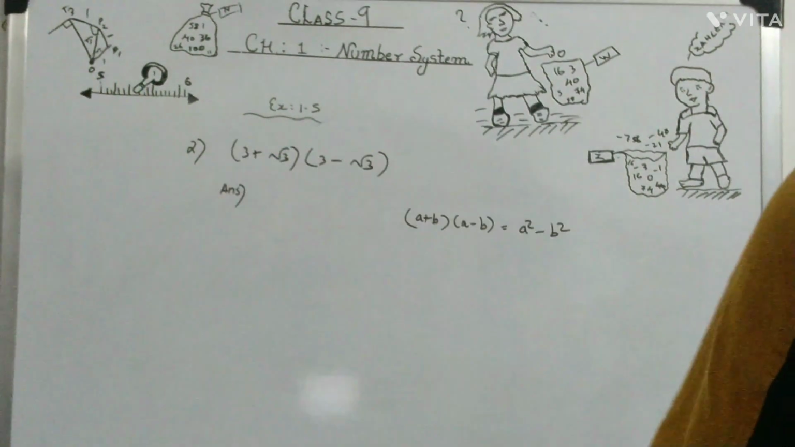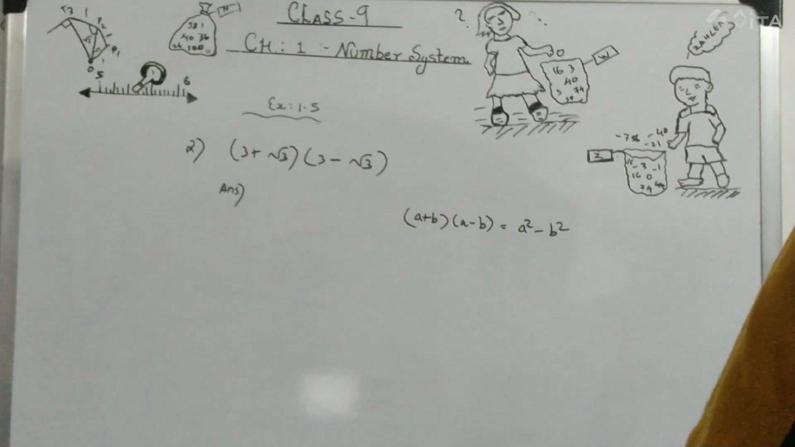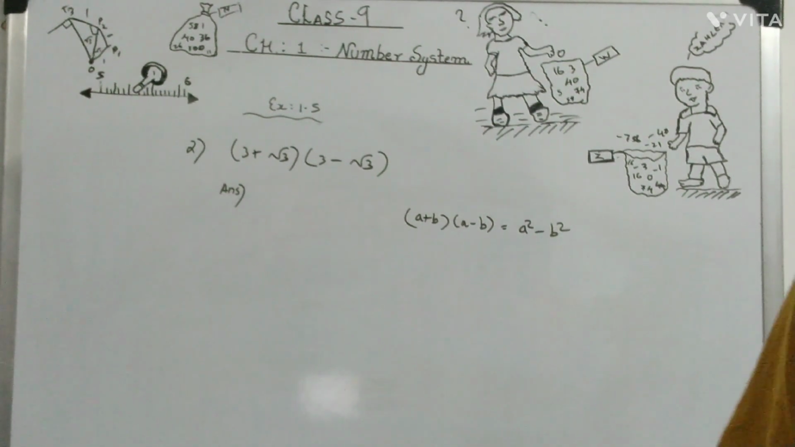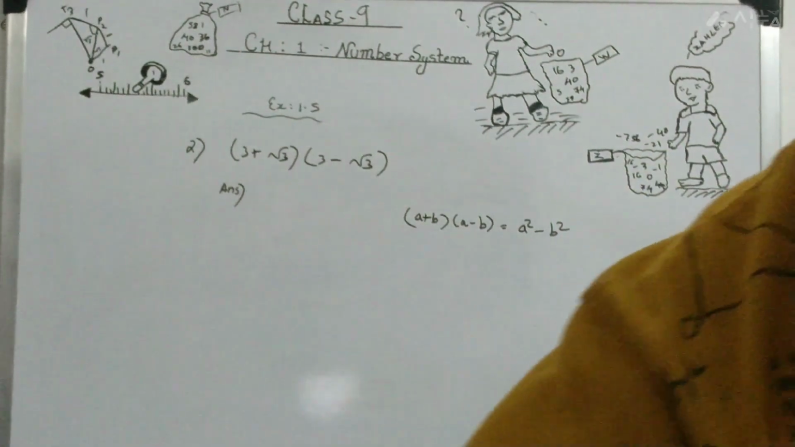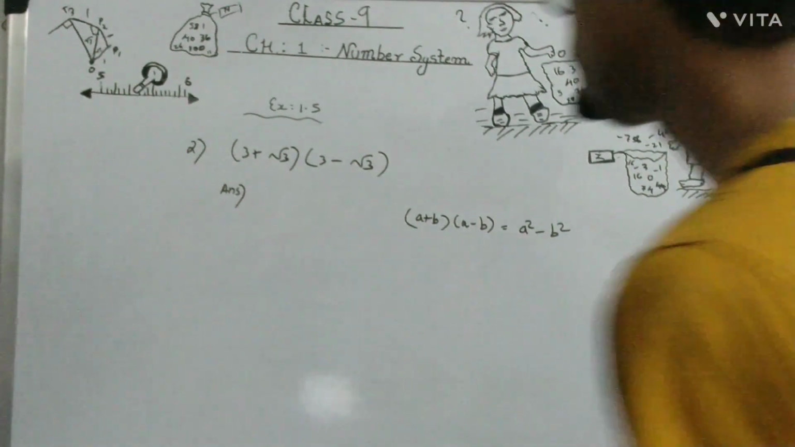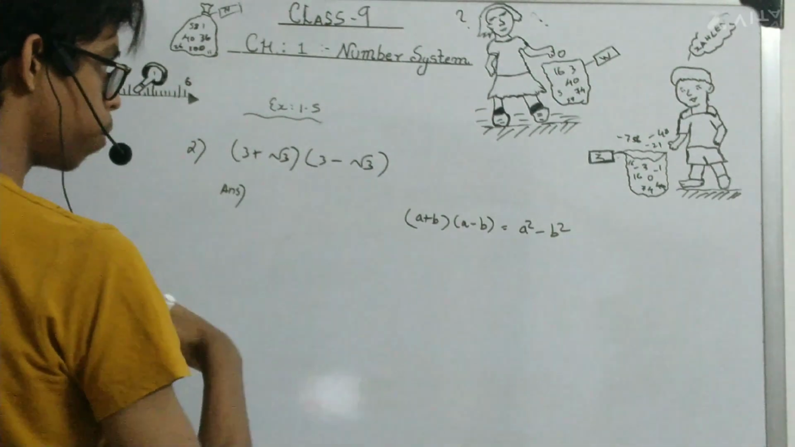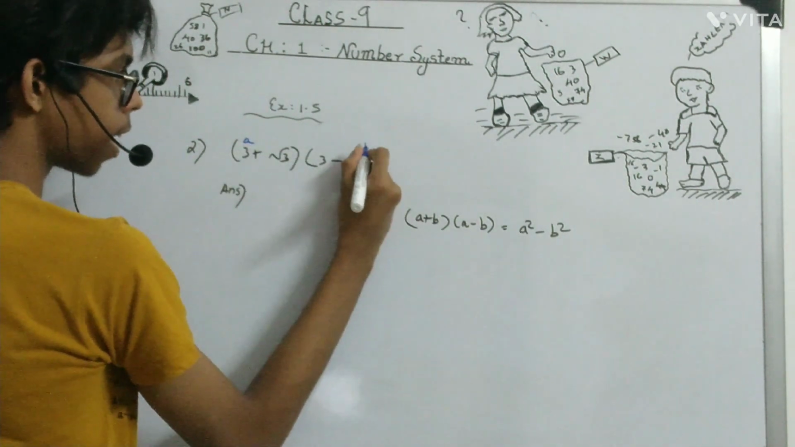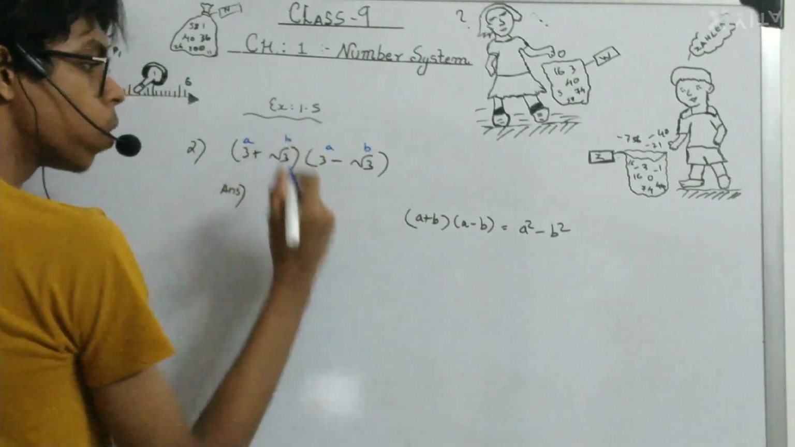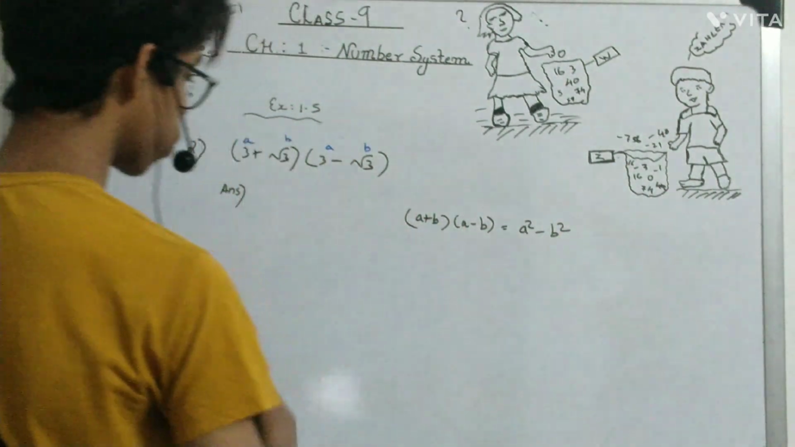Okay, so our next one is (3 plus root 3) into (3 minus root 3). So this is our question. Now here, what is the identity that we have to use? The identity is (a plus b) into (a minus b). So 3 we can take as our a, and root 3 we can take as our b. So we know (a plus b) into (a minus b) is a square minus b square.